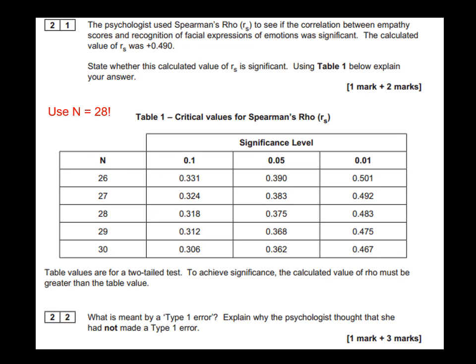So you can test at the 5% level and the 1% level and the 10% level on this table, and it meets the criteria for all of those. Our observed value, calculated from this experiment, is higher than the value given for n equals 28 for 0.1, which is 0.318, 0.05, which is 0.375, and 0.01, which is 0.483. So it beats all of those, so it wins.